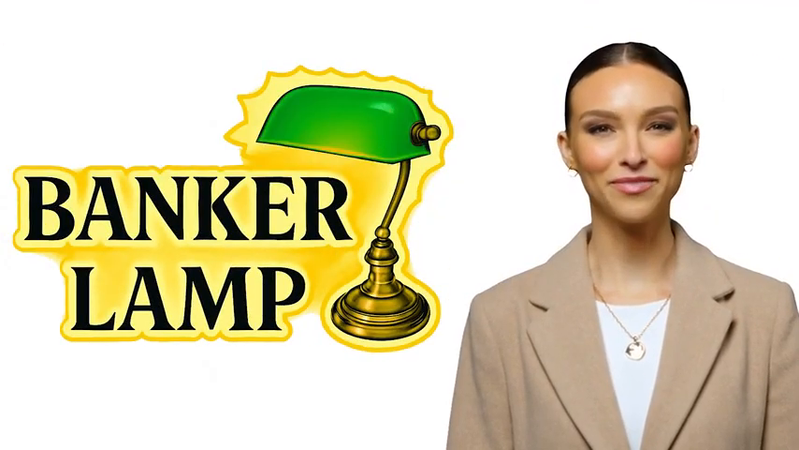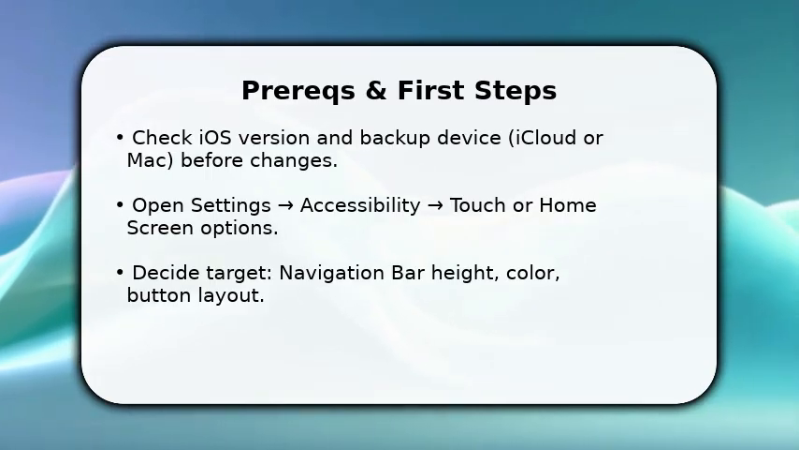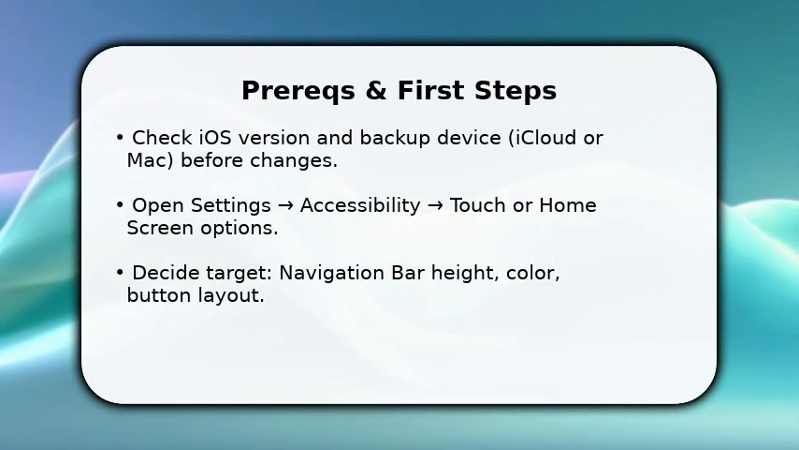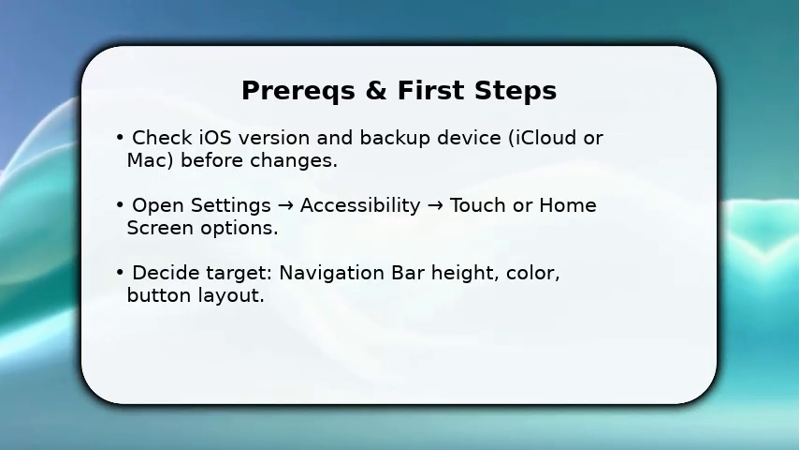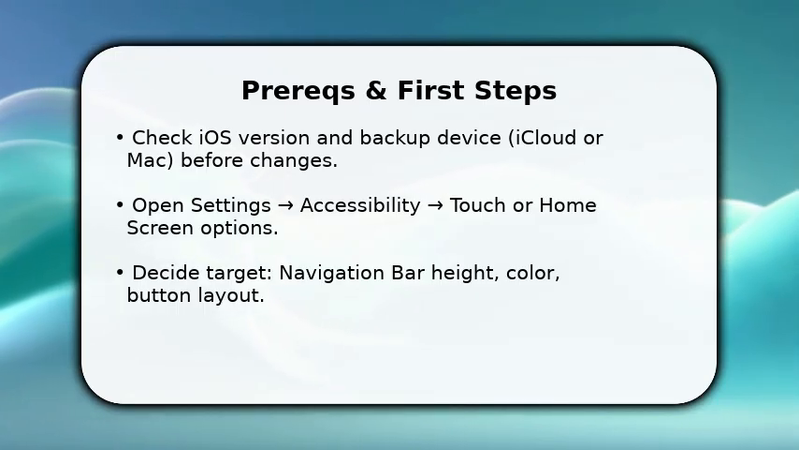Please enjoy the video. You'll start by confirming essentials. Make sure your iPhone is updated and backed up because system tweaks can revert settings. Once done, open Settings and navigate to Accessibility. This is where navigation behavior lives.